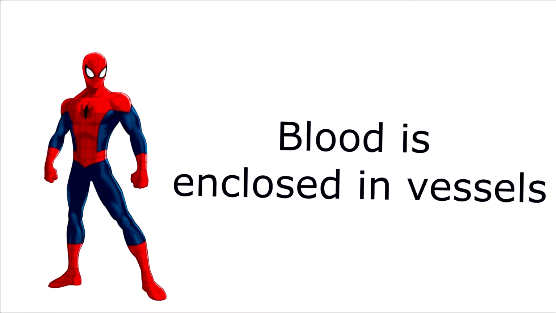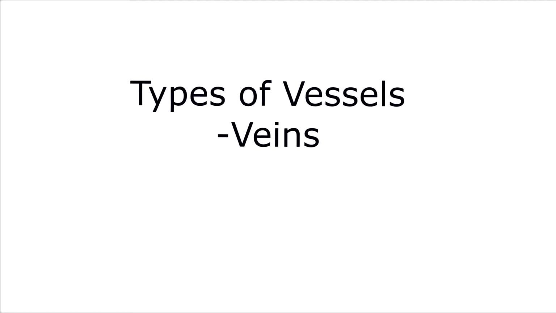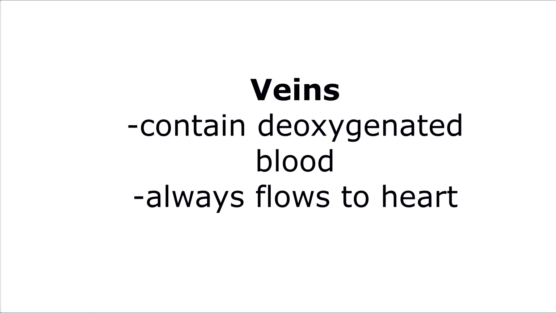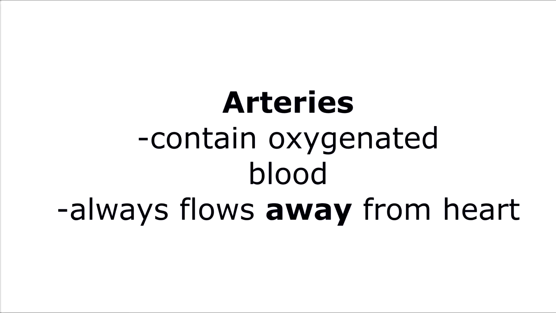Us humans have a closed circulatory system. This is where blood is enclosed in vessels. There are three types of vessels: veins, arteries, and capillaries. Veins contain deoxygenated blood which always flows to the heart. Arteries contain oxygenated blood which always flows away from the heart.